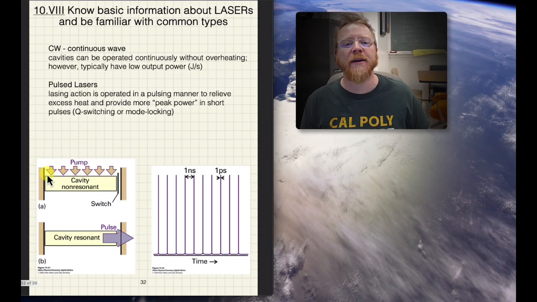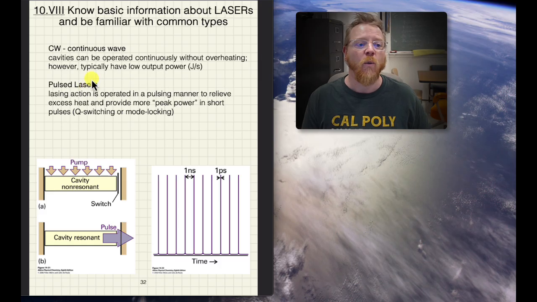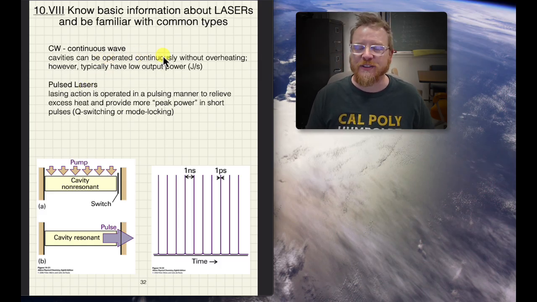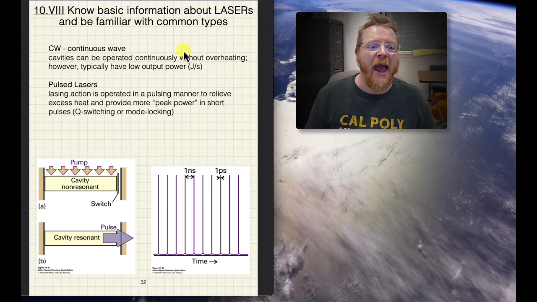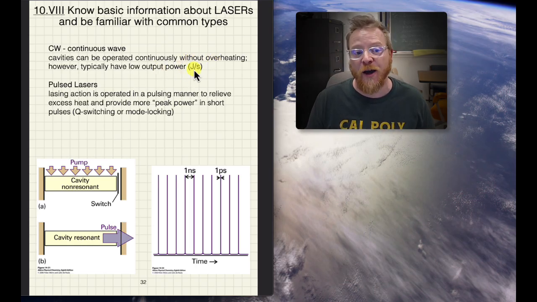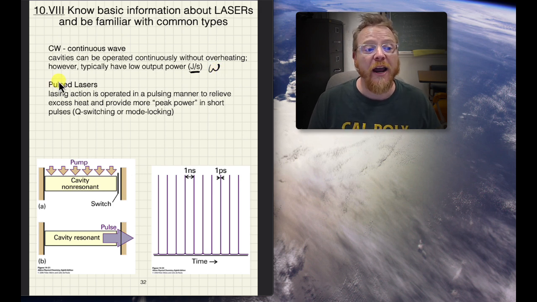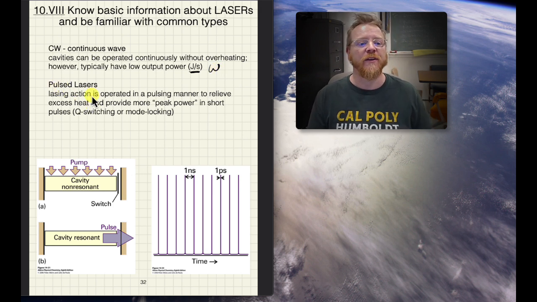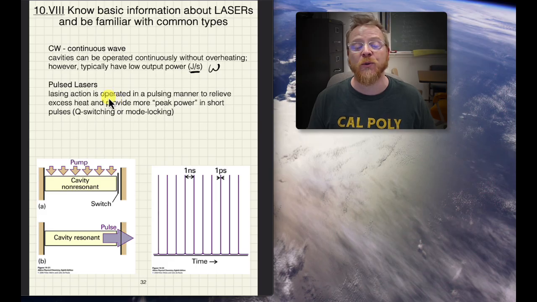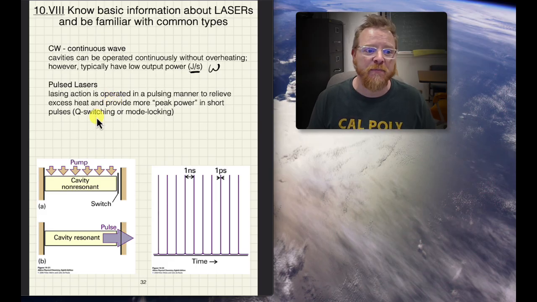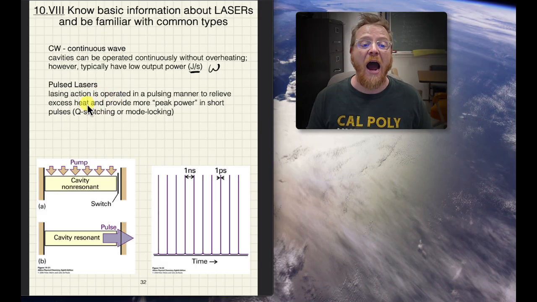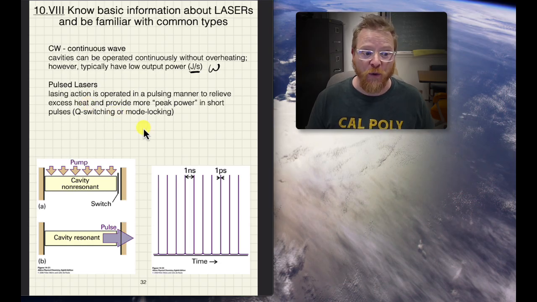So there are two main modes of laser operation. One is called CW, or continuous wave, where the cavities are operated continuously without overheating. Because they need to operate without overheating, they typically have really low power, into the milliwatts and lower. On the other hand, we can have a pulsed laser, where the lasing action is pulsed to relieve excess heat that might build up and give more power at each laser pulse.